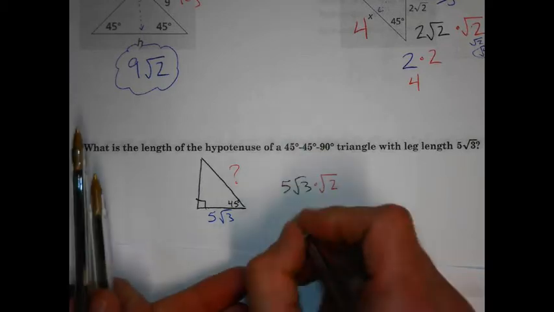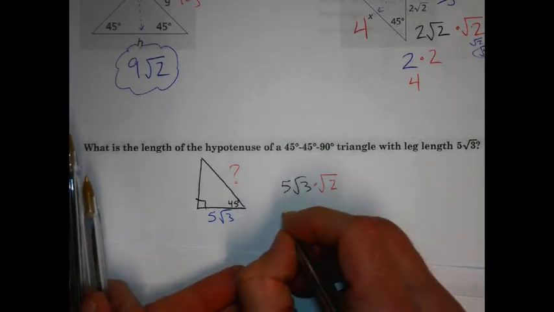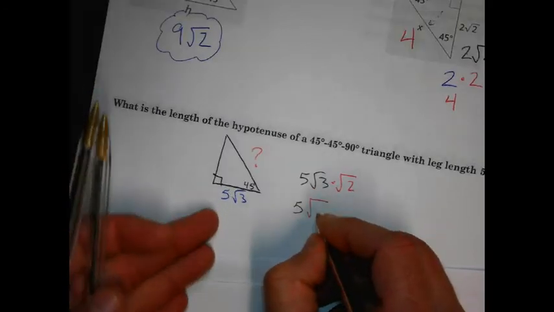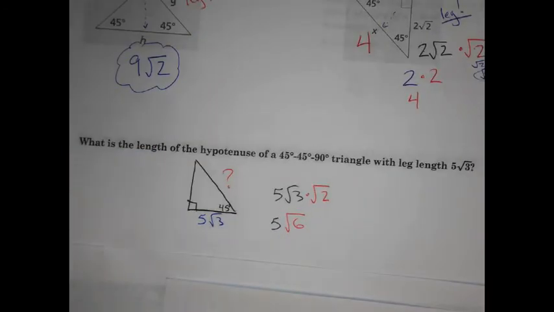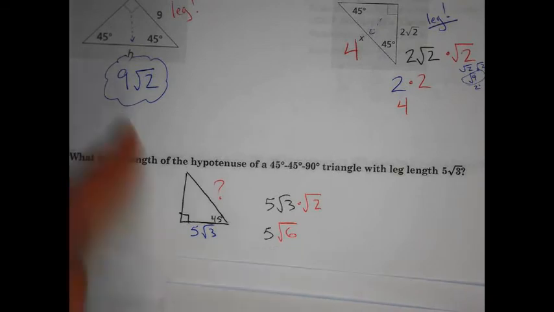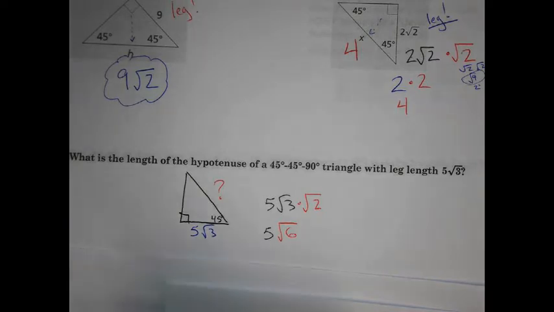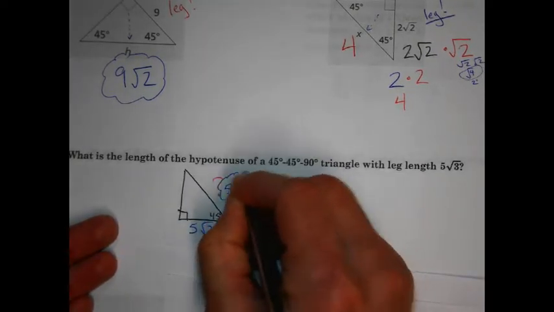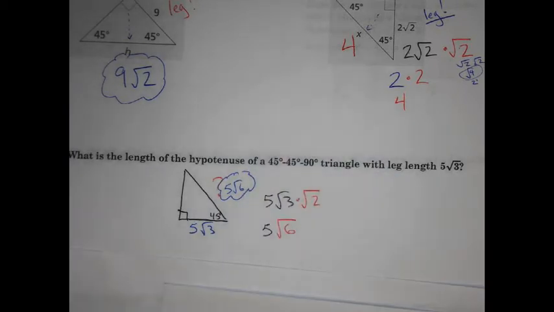The square root of 3 times the square root of 2 is the square root of 6. So we have 5 times the square root of 6. And guess what that is? That's our hypotenuse. So what is the hypotenuse? 5 root 6. Piece of cake. All right, so that's the 45-45-90 triangle in action.